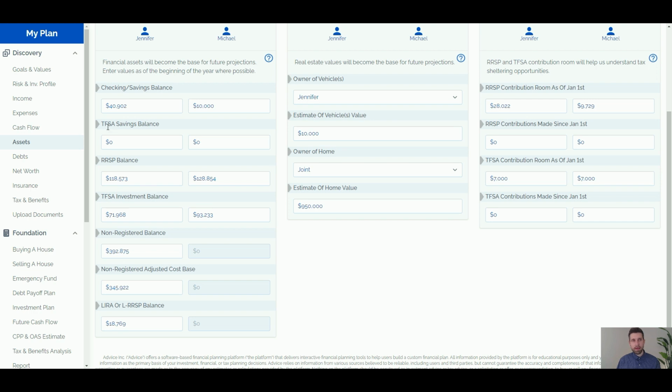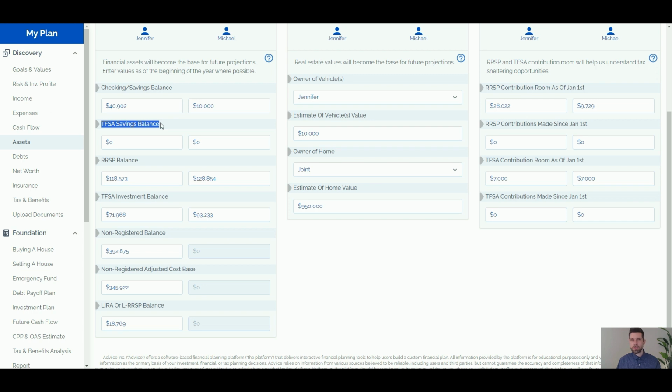So it's important to highlight that there's two types of TFSAs that we have on the platform. One is a tax-free savings account, which is just for savings. This could be a future home purchase or short-term expenses. And then we've also got our TFSA investment balance. So this is a TFSA that's specifically for longer-term investing, typically for retirement, or long-term, maybe estate goals. So we want to make sure that we enter the right balance here.